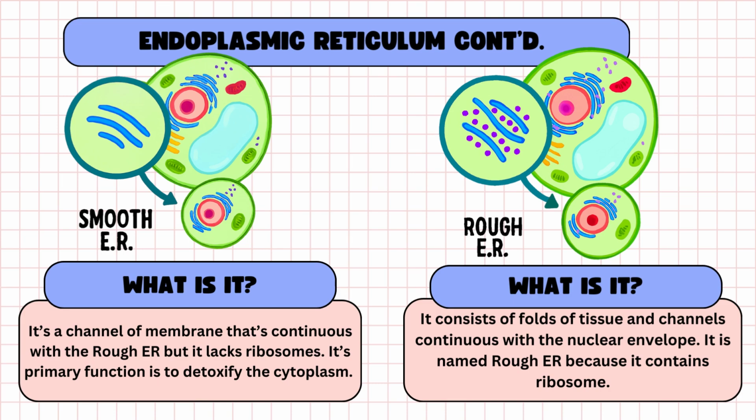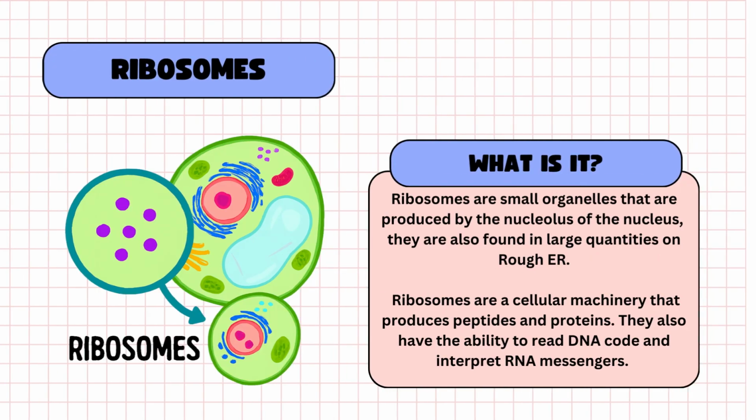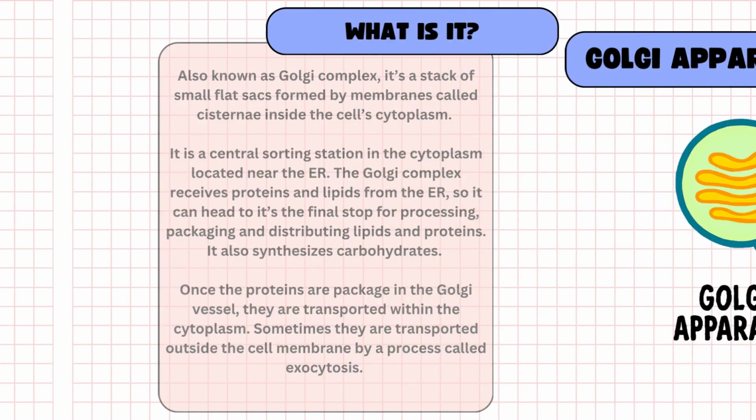Rough ER consists of folds of tissue and channels continuous with the nuclear envelope. It is named rough ER because it contains ribosomes. Ribosomes are cellular machinery that produce peptides and proteins. They also have the ability to read DNA code and interpret RNA messengers.